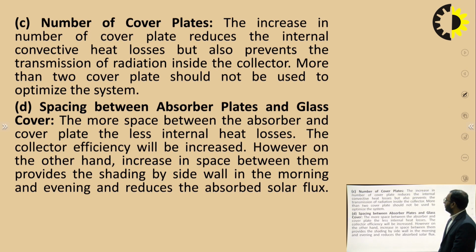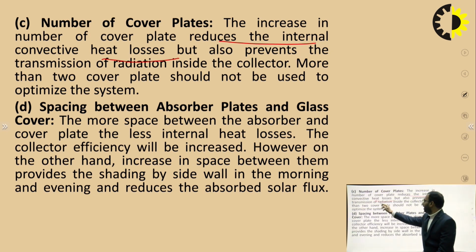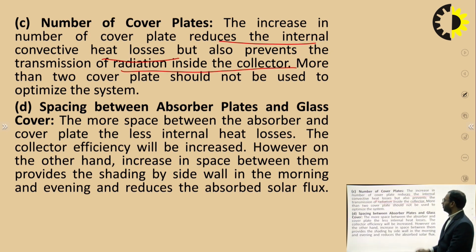Then the third parameter is the number of cover plates. An increase in the number of cover plates reduces the internal convective heat losses, but it also prevents the transmission of radiation inside the collector. So no more than 2 covers should be used to optimize the system.